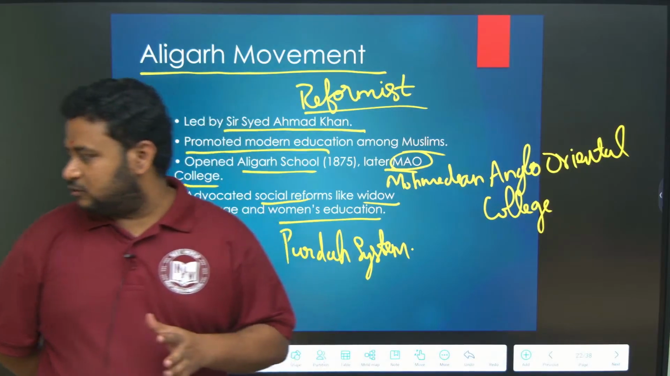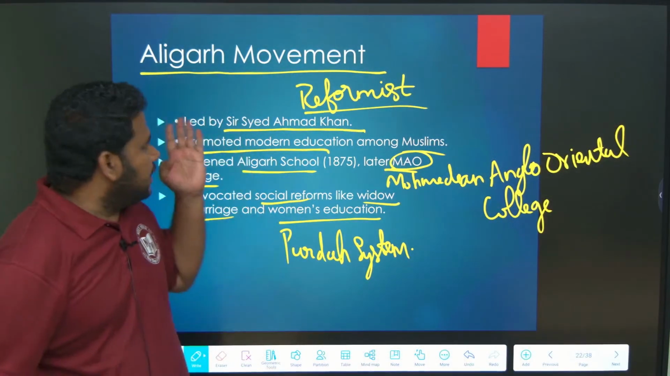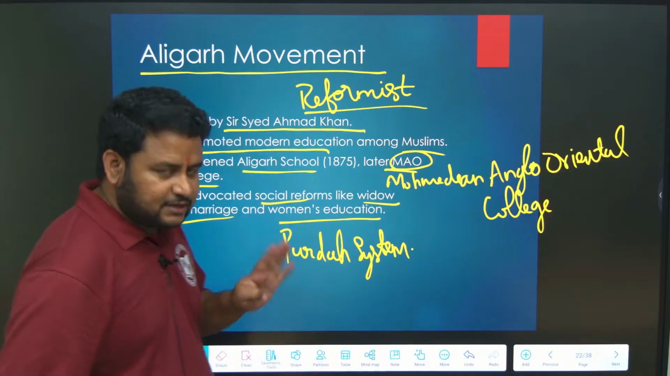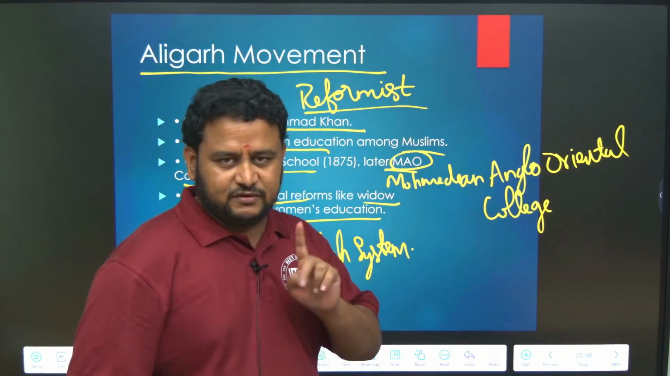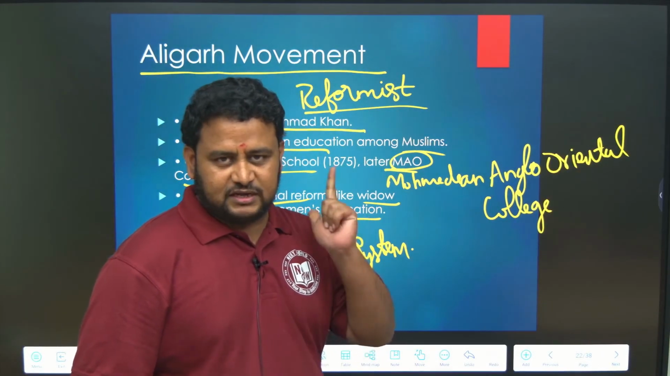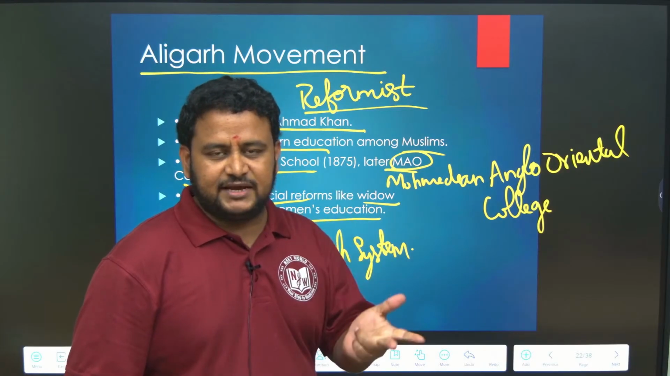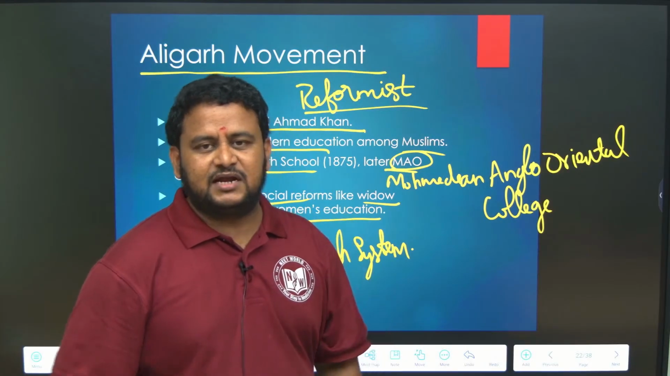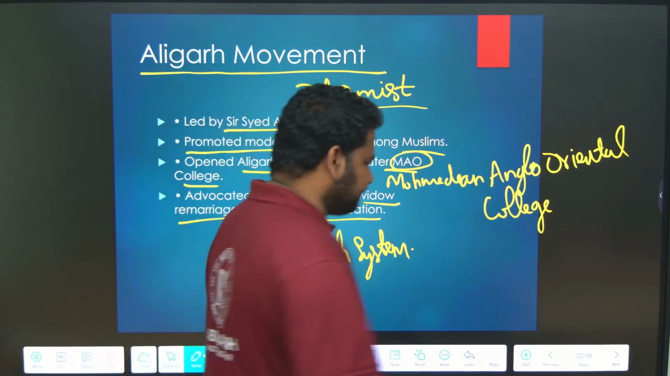So these are the things you have to remember when it comes to the Aligarh movement. Clear? So we have learnt Muslim movements: the Wahhabi movement and Faraizi movement, revivalist. Next is the Ahmadiyya movement and also the Aligarh movement, they are reformists. Please remember this, and their founders.